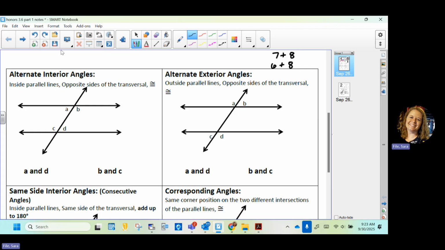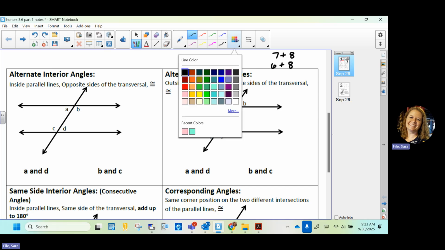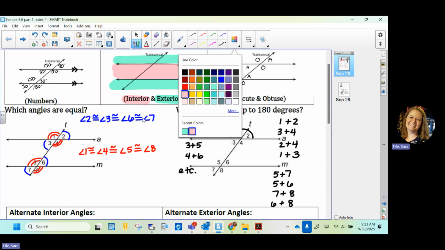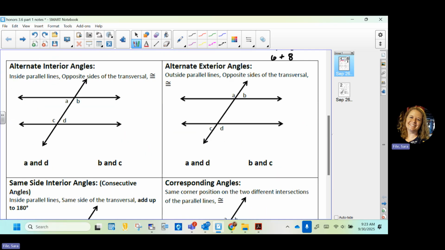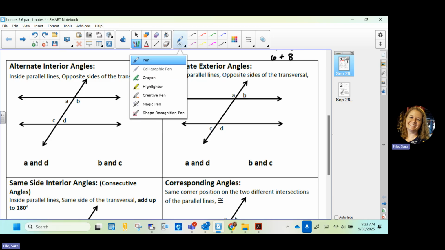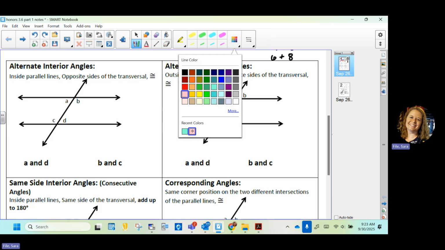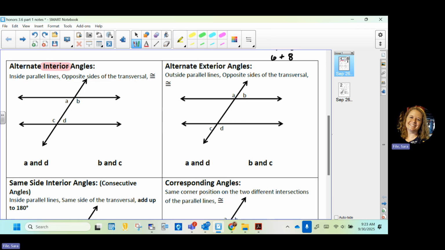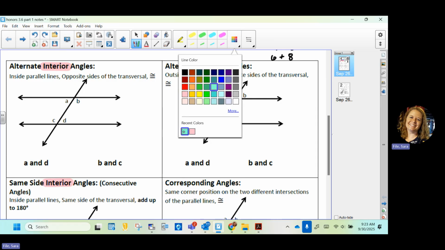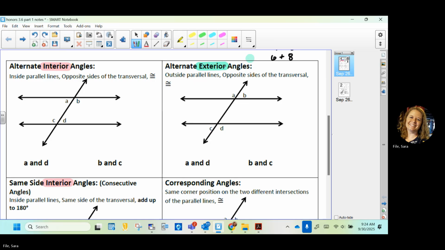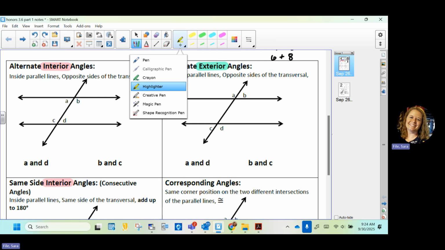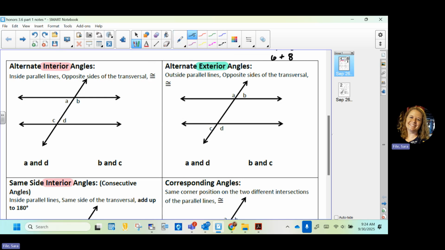Thank you. Okay, so when we say interior or exterior, again, we're referring to inside or outside. Interior is inside the parallel lines and exterior is outside the parallel lines. Okay, so the word alternate means opposite.